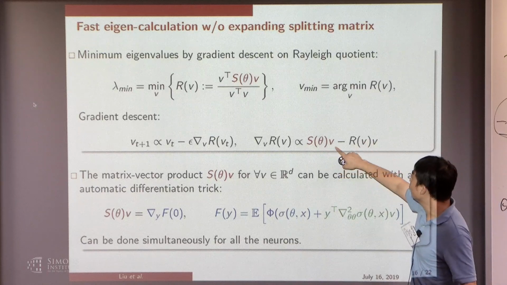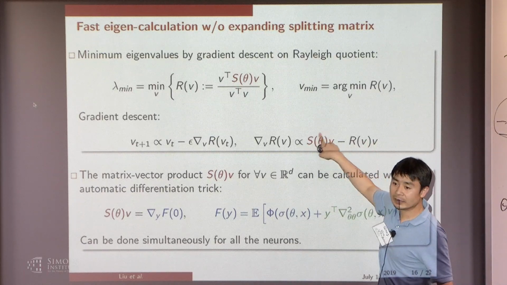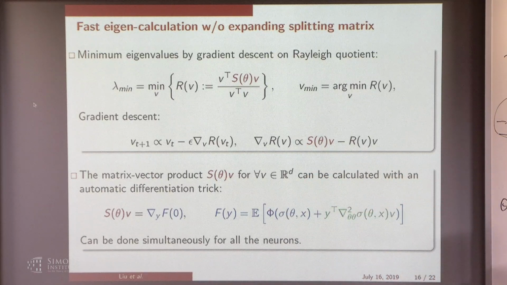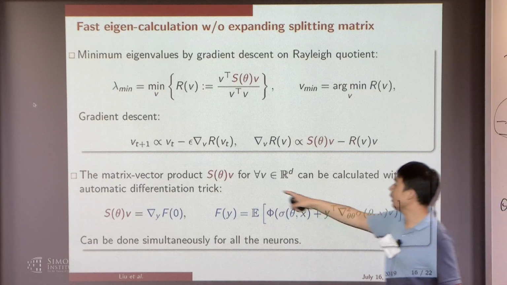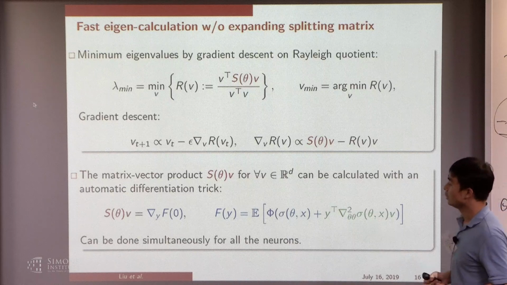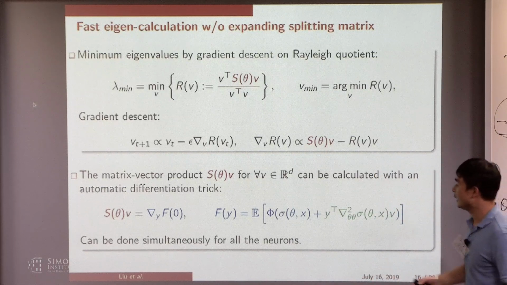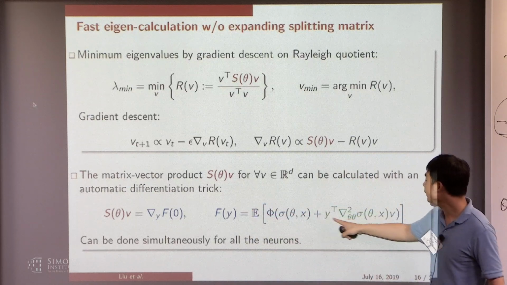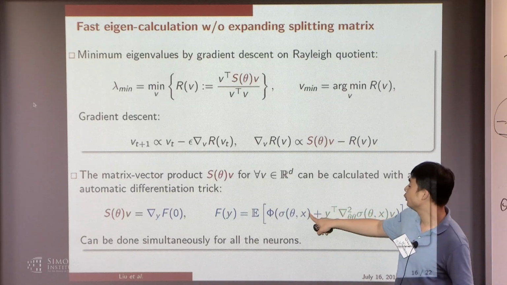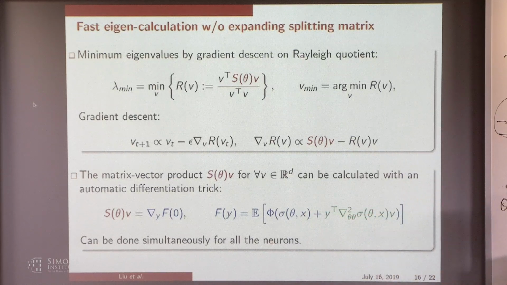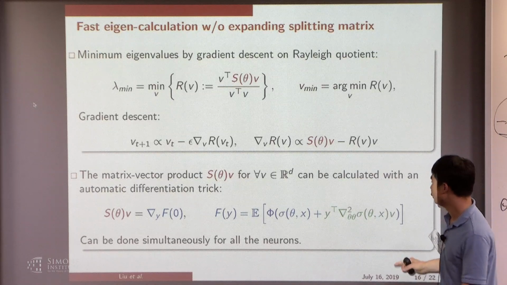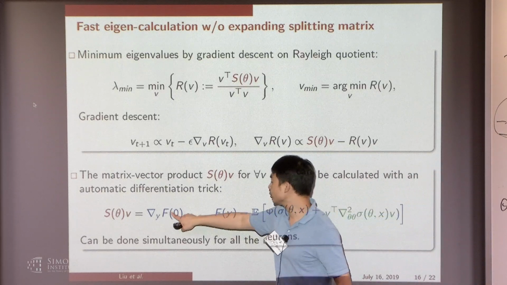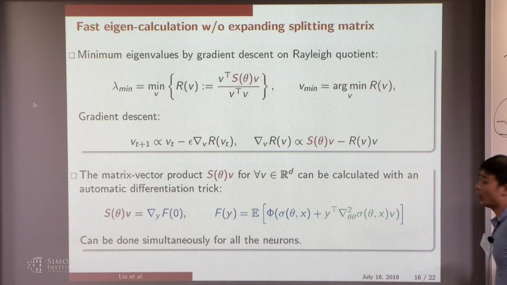During this process, we need to evaluate this matrix vector product, which is the splitting matrix times some arbitrary vector V. It turns out this can be calculated quite conveniently by using an auto differentiation trick. The idea is that you construct this f function, which is constructed by adding an extra term on the output of each neuron. So this can be done in TensorFlow or anything else. You just compile this neural network, and then if you take the gradient for this function at y equal to 0, you will get this product, right?